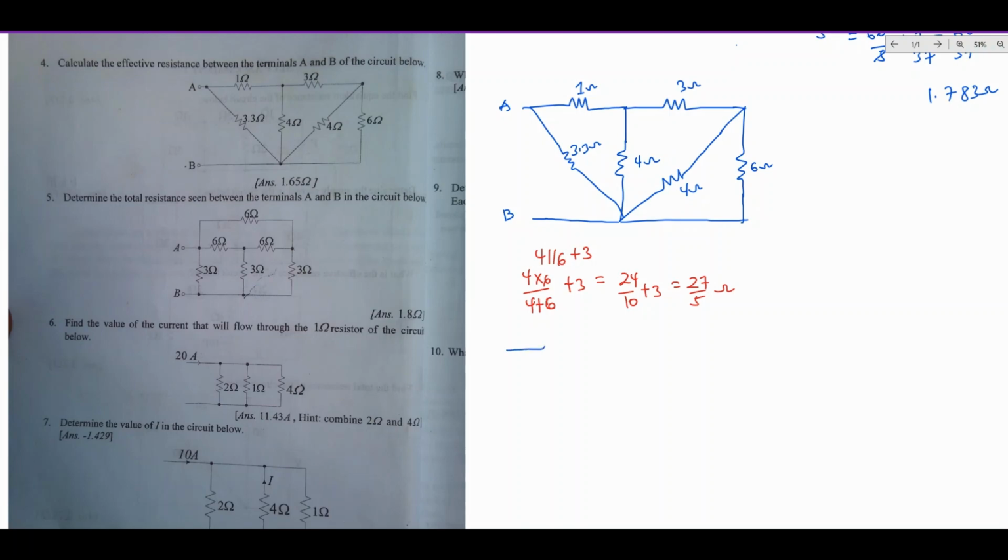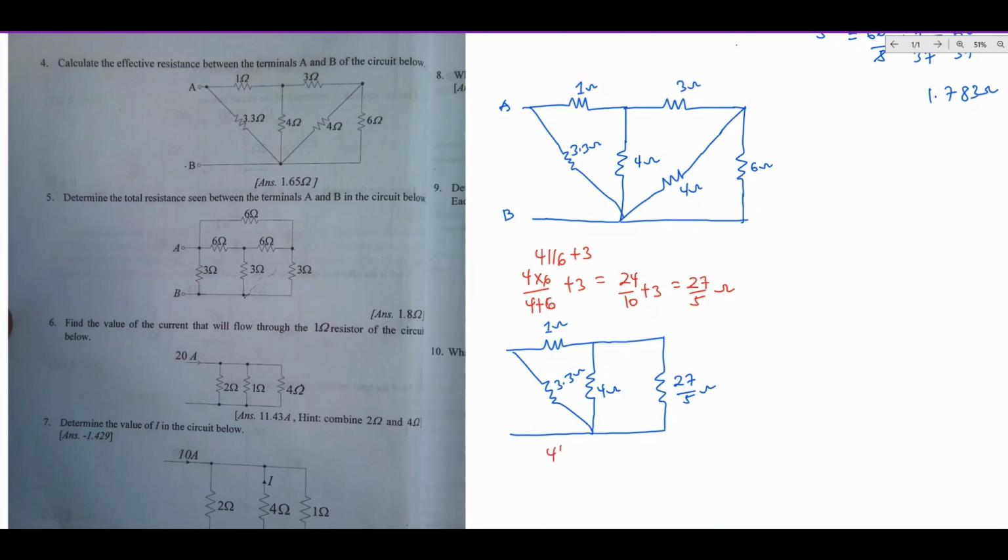So we are going to have a circuit of this kind. So this will be the circuit. We are going to have the 27 on 5 ohms here, and then we have 4 ohms here. Then we have 1 ohm here, and then 3.3 ohms here. So now you see that the 27 on 5 and the 4 ohms resistors are in a parallel connection.